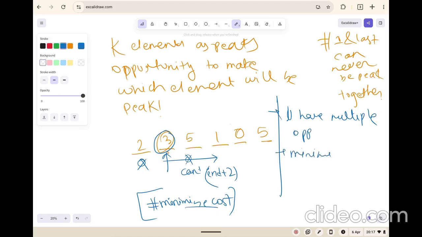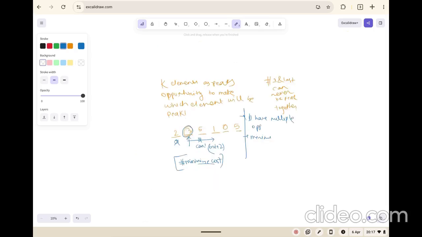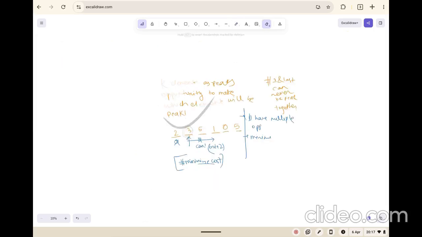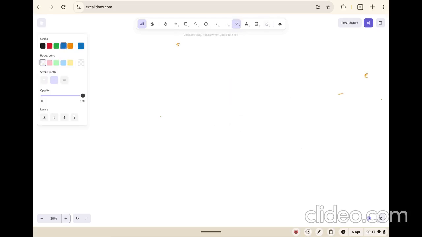Now, whenever you have multiple opportunities and you need to minimize something, what comes to your mind? When you think of multiple opportunities and minimizing or maximizing things in a single line, the thing that should come to your mind is recursion or dynamic programming. Either one should click in your mind as soon as possible. All right, so now the problem becomes interesting. Now let's look at why the problem is interesting.